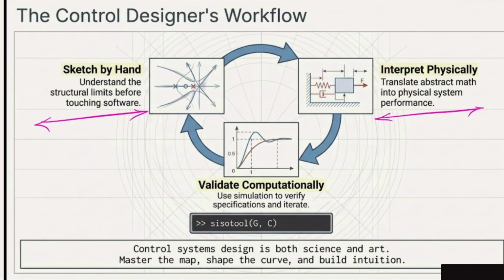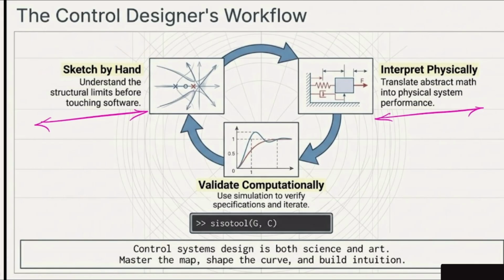Here's the final slide of the first chapter, which is about the control designer workflow. It means that first of all, we are going to sketch everything by hand based on the transfer function, based on the poles, based on the zeros. We would sketch it on paper so we understand the structural limits before touching the software.